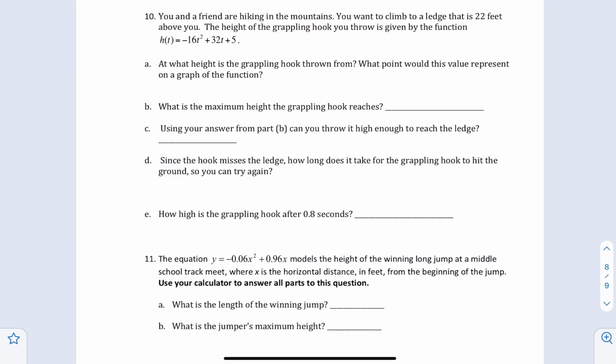So I need to know at what height the grappling hook is thrown from, what point that value could represent, what's the maximum height the grappling hook reaches, can the grappling hook even make it to the top of the ledge, and how high is the grappling hook at a certain time. So I should probably just go ahead and graph this in Desmos so I can take a look at the picture and see what exactly is happening here.